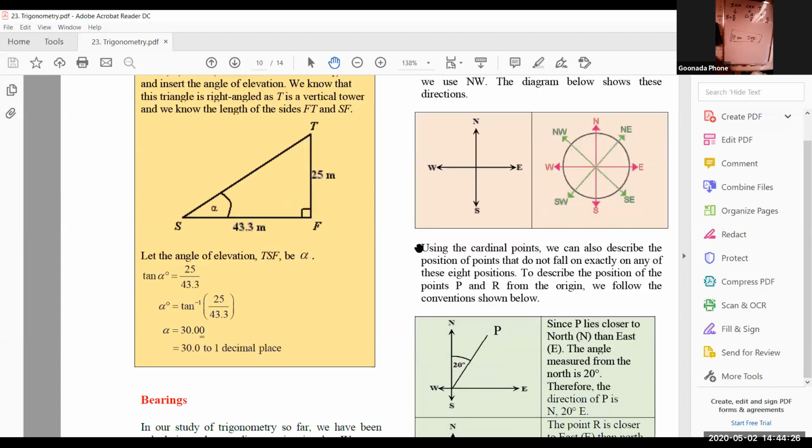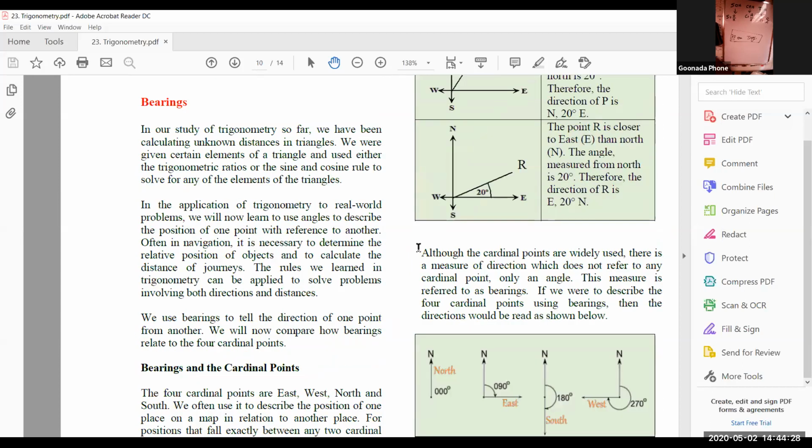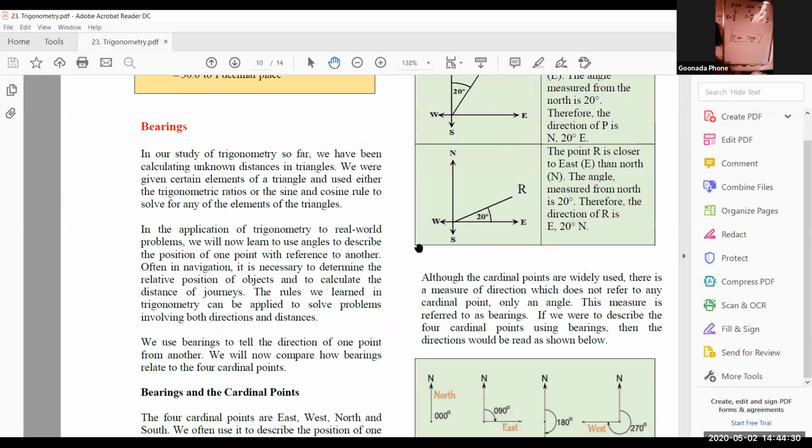So let's move on to our next part of trigonometry called bearings. And when we are finished with this, that will be the end of class, right?